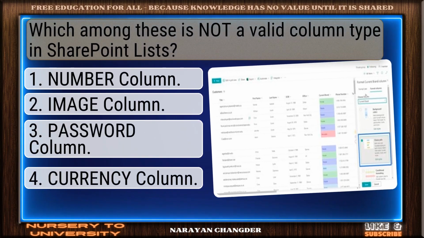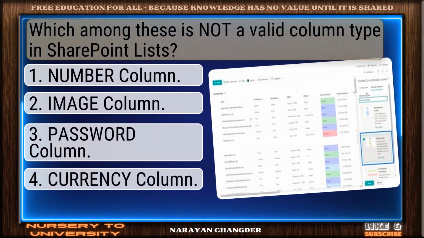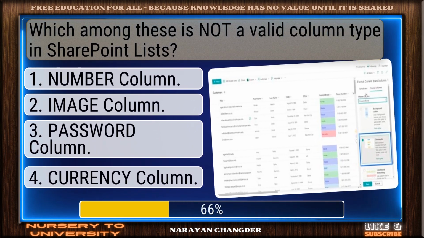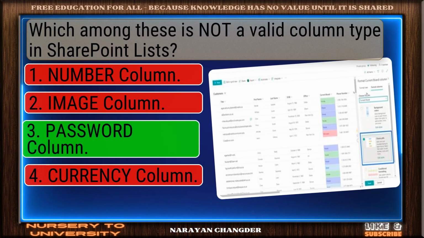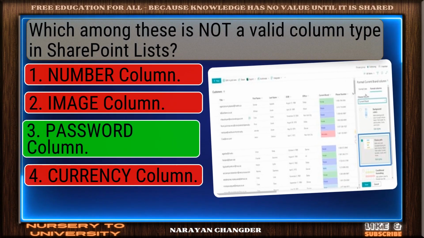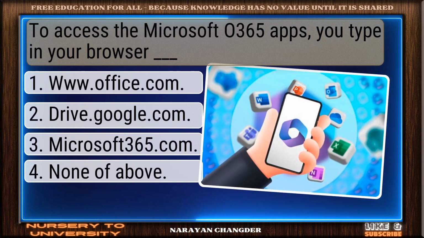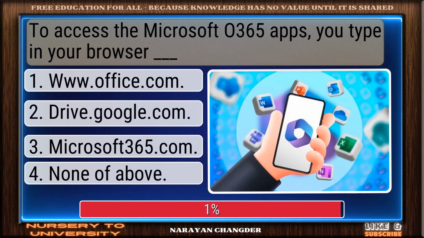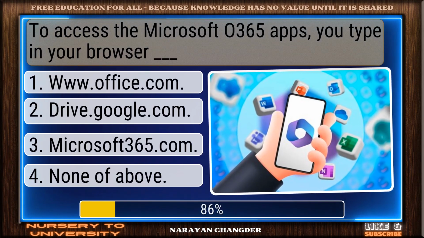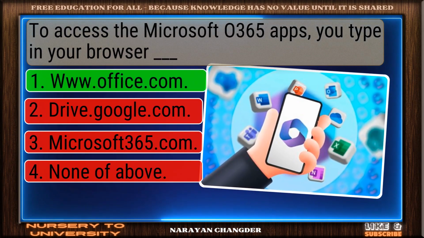Question number 46. Which among these is not a valid column type in SharePoint lists? Sharp thinking. Password column is the right choice. Question number 47. To access the Microsoft 365 apps, you type in your browser dash. Correct. www.office.com is the right answer.